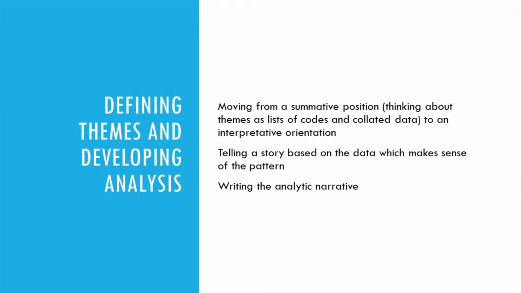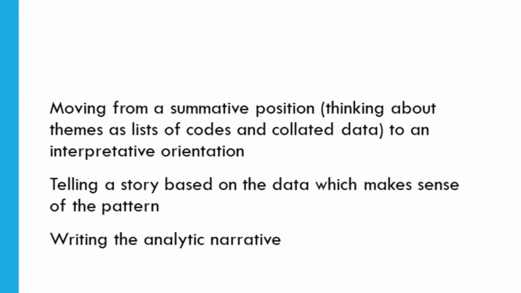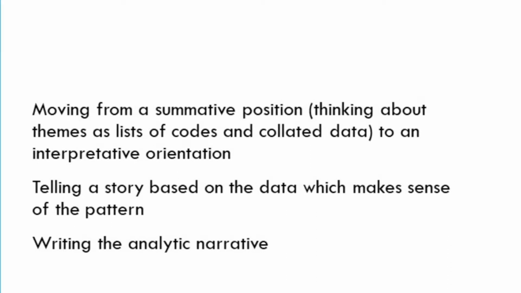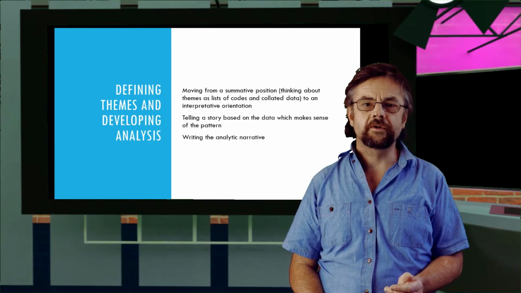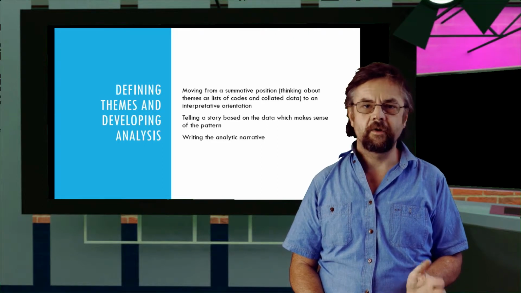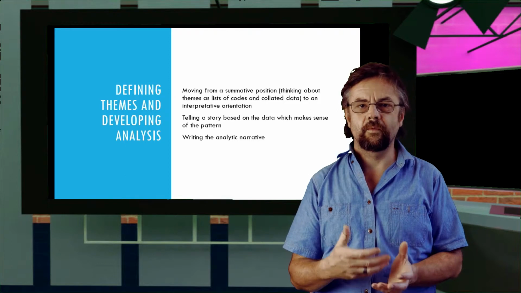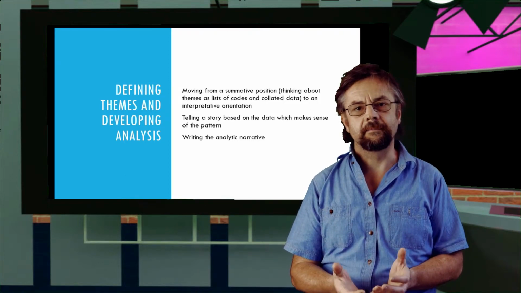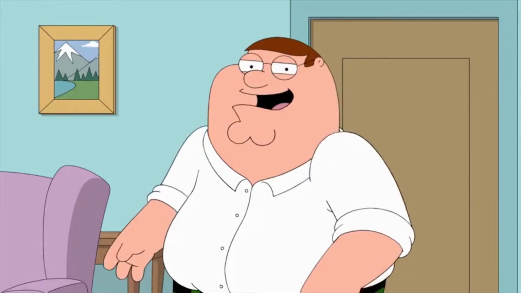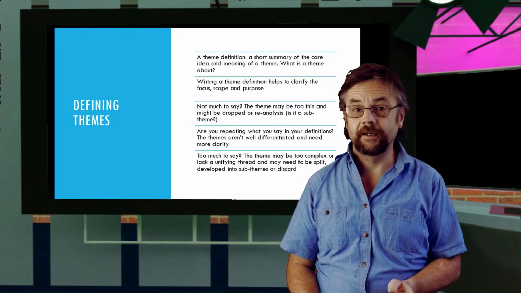So what we're doing now is moving from a summative position, which is where we check to see if the codes fit the themes, to an interpretative orientation, where we're focused on seeing what sort of story best helps us thread together our themes. Now, what we're aiming to do here is to write the analytic narrative. It's here where we're fully engaged in making meaning from our data. So a really important part of this process is defining our themes.